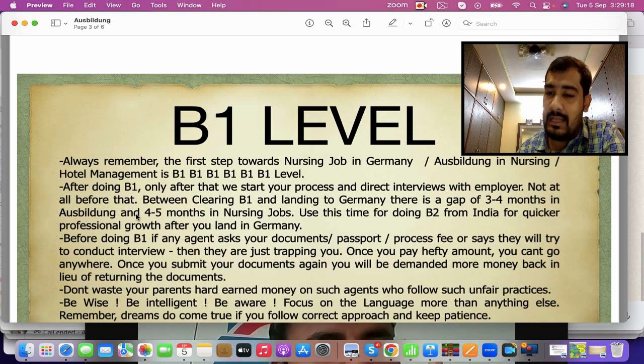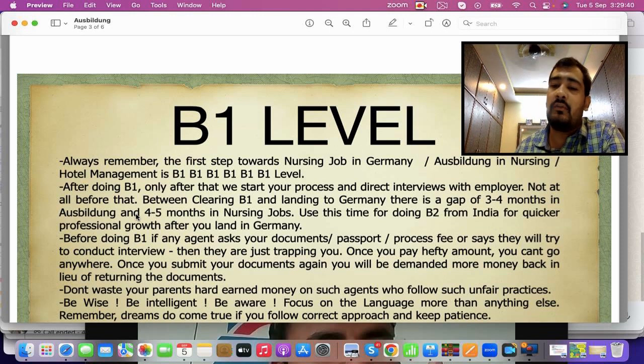So when you see your scores are pretty good, then you start the process parallelly, almost at the end of B1 or after you clear the B1 exam certificate. That is my personal suggestion. Please don't pay any registration fees to any consultant, nothing. This is just a trap. Complete trap.